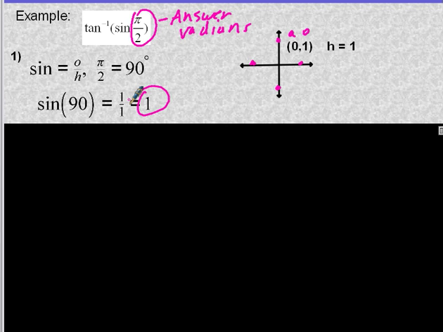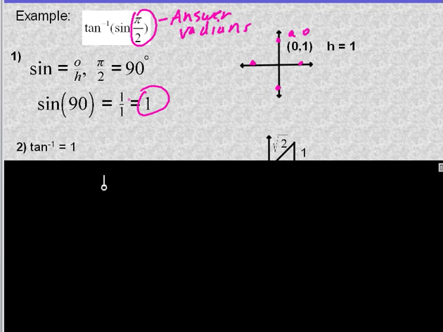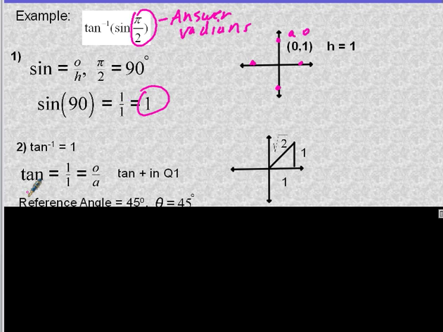Now we're going to pass that into inverse tangent. So inverse tangent of 1. And this time, especially with quadrantals, you need to be careful. So tangent, remember, we'll put this ratio over 1. It's opposite over adjacent. And tangent is positive in quadrant 1. So we're going to draw a triangle this time. 1 over 1, 1, 1, square root of 2. It's actually a 45-degree reference angle.